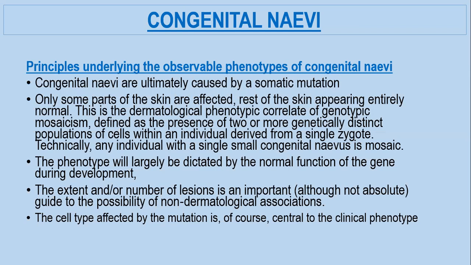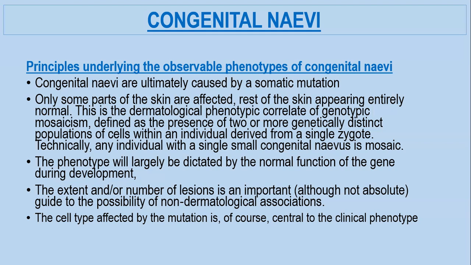That is, there are different genotypes which are present in congenital nevi. And this mosaicism is defined as presence of two or more genetically distinct populations of cells within an individual that are derived from a single zygote. Technically, any individual with a small congenital nevus is a mosaic. Remember this also: the phenotype will largely be dictated by the normal function of the gene during development.